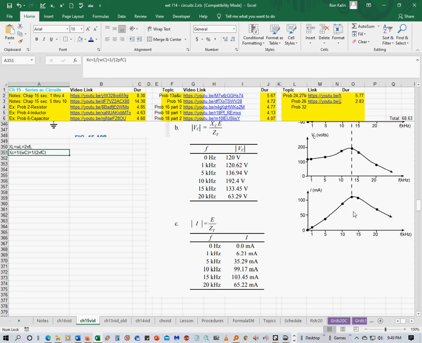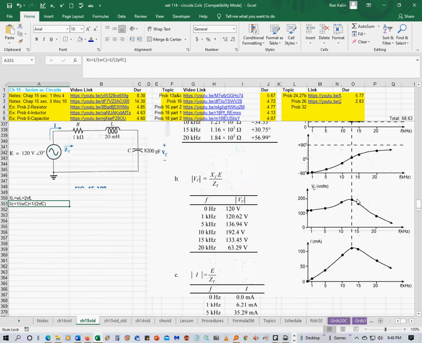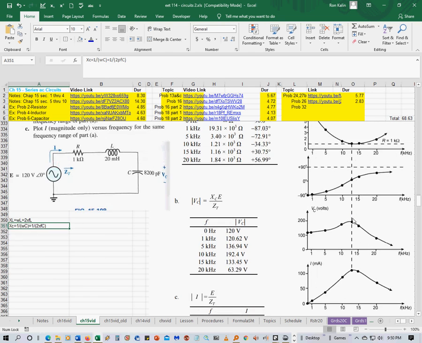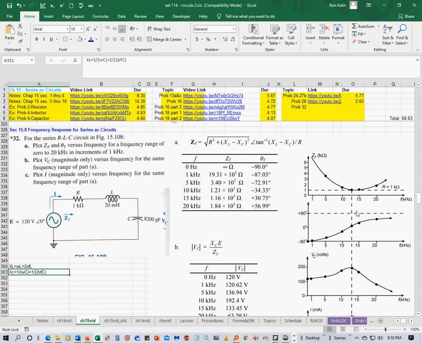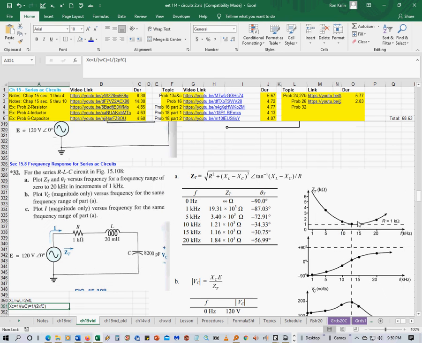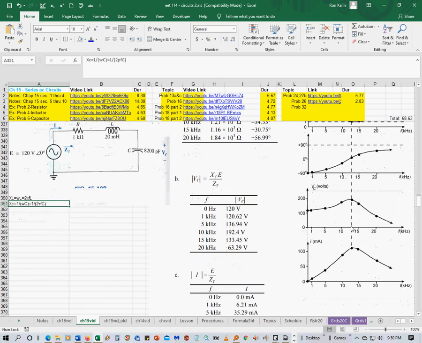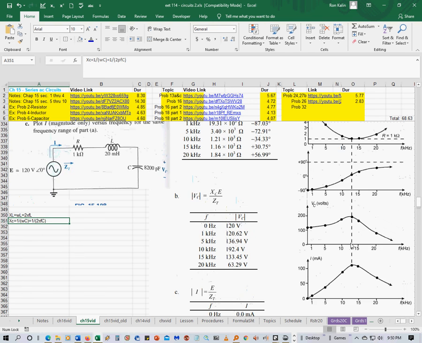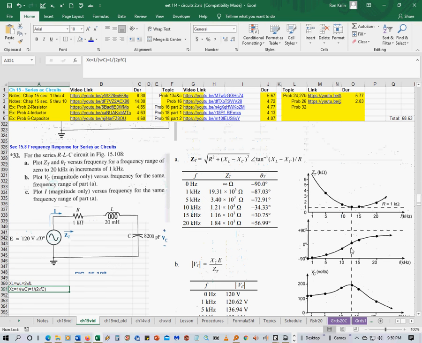And you see that it hits a peak current right here, and it also hits a peak voltage across the capacitor here, which happens to be the lowest impedance, or very close to the lowest impedance. So it's just kind of an interesting set of graphs showing how the circuit responds under different frequencies.